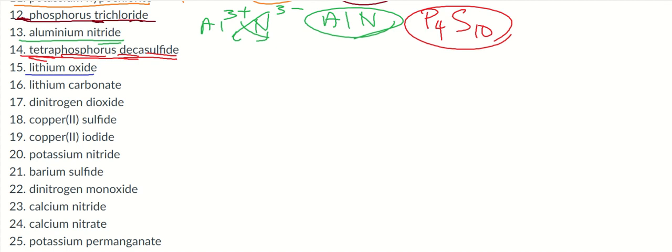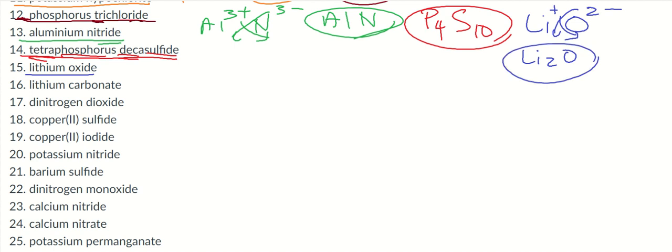All right, lithium oxide, that's another ionic compound. Lithium is in the first group, so it's 1 positive charge. Oxide is 2 negative. Crisscross. There's your answer for lithium oxide.